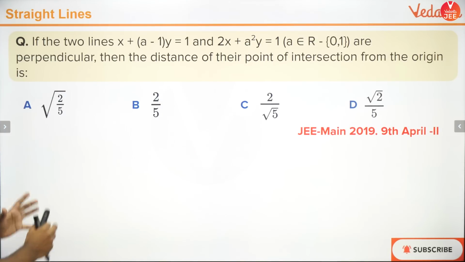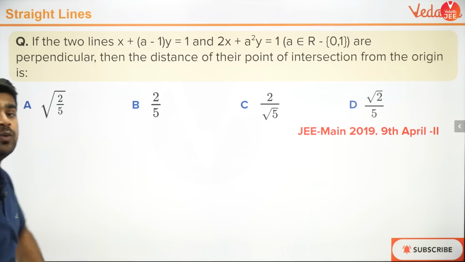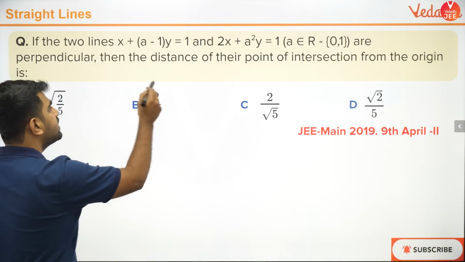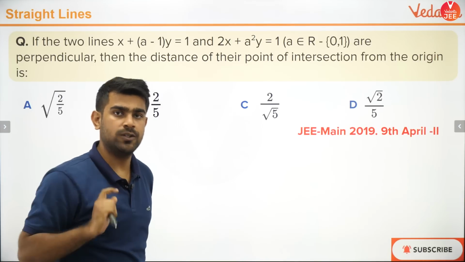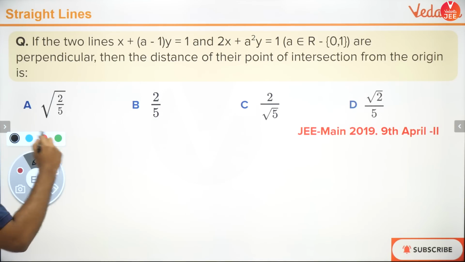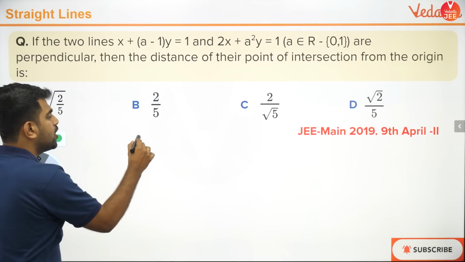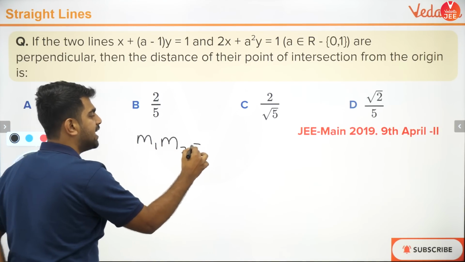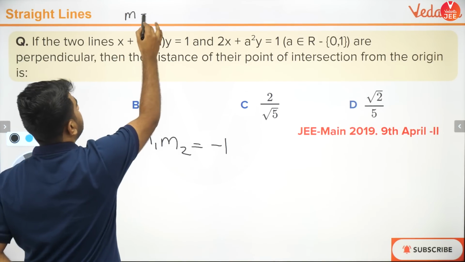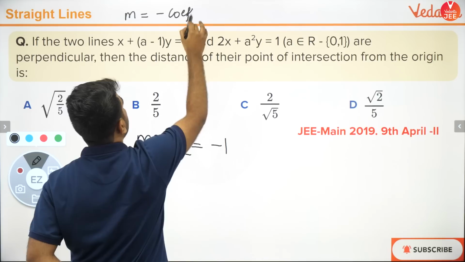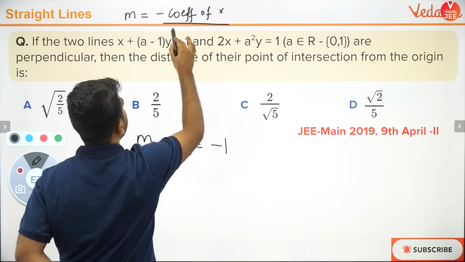Now, I will use that for sure because that is the information given. After I use that information, I have to move on to the next phase. What is that? The distance of their point of intersection from the origin is what I have to find out. Very easy question. So guys, let us get started solving this question. There are a few good concepts involved over here. So let us see what is that. First thing is, I know that the product of the slopes of my lines will be minus 1. What is the slope of the first line? Slope of any line is equal to minus coefficient of x divided by coefficient of y.